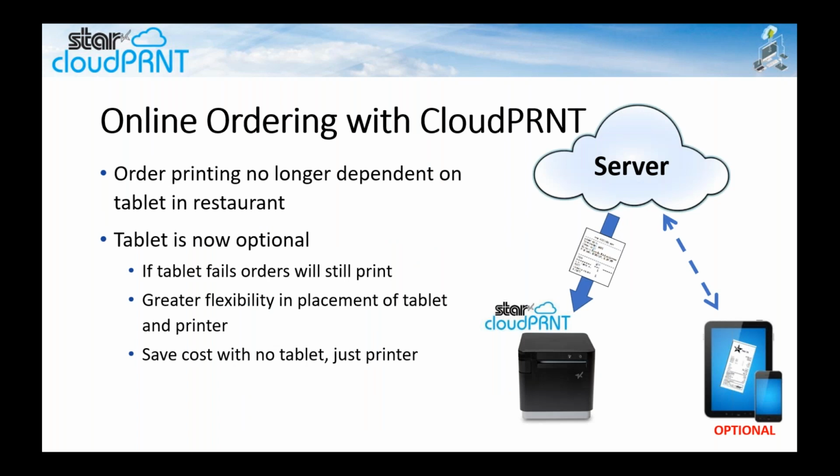So with CloudPRNT, instead of the server talking only to the local tablet in the restaurant, it's also talking to the printer directly, which is really nice because now the order printing isn't dependent on the tablet anymore. So the tablet becomes optional. So, what happens if your tablet gets dumped in the fryer or dropped on the floor and it's no longer operational, right? Today, no more orders coming in. That's a big problem. So with CloudPRNT, if the tablet fails, the order still prints.